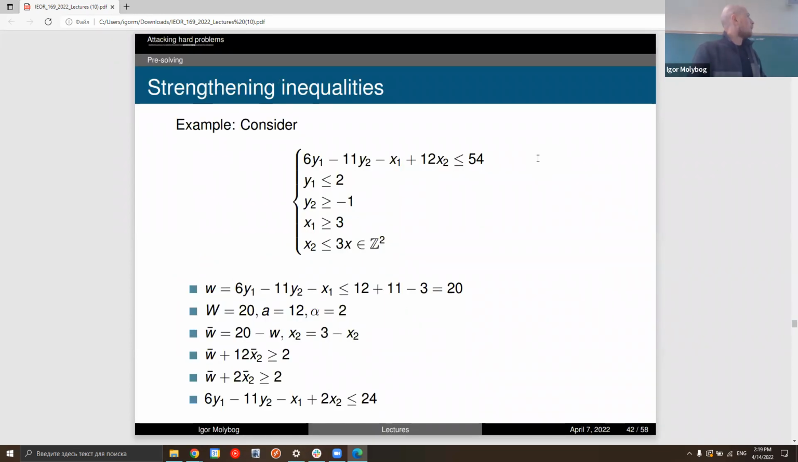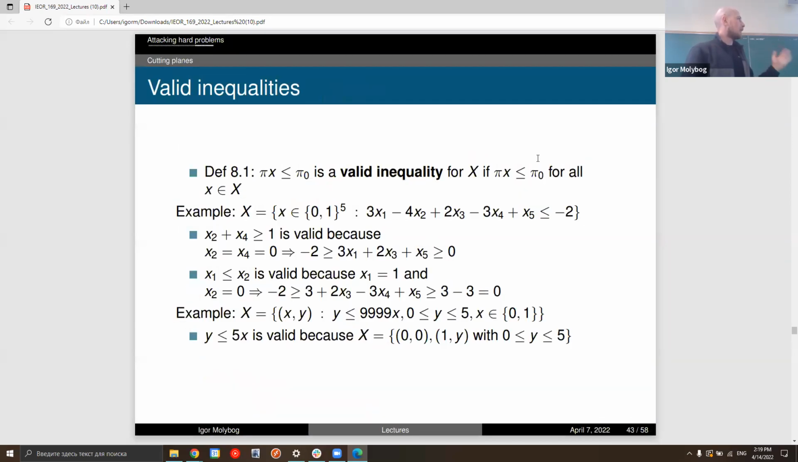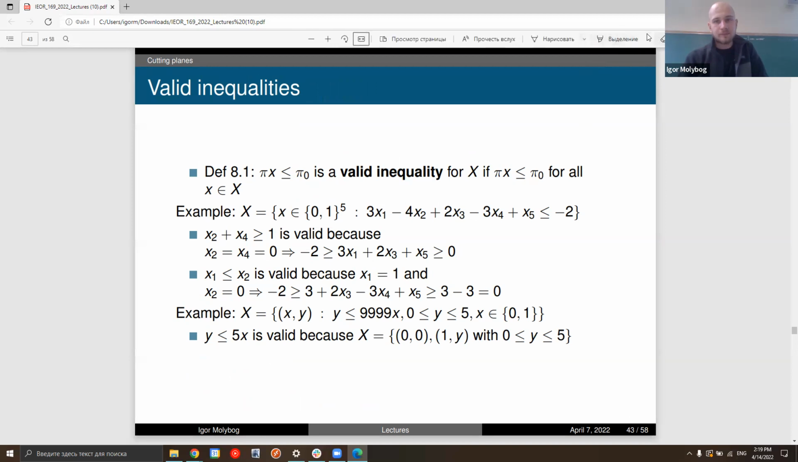So the strengthening inequalities and the clique finding, everything before it, also were valid inequalities. And so let's formally introduce what a valid inequality is. It's an inequality of the form pi x less than or equal to pi 0. That is, it's a valid inequality for a set X if for all elements of the set this inequality holds.